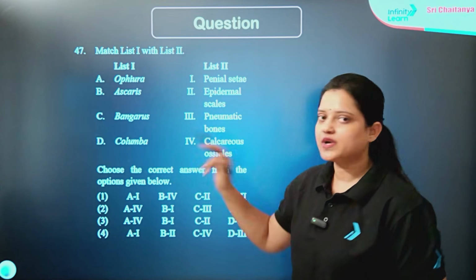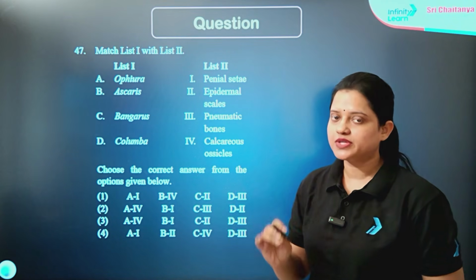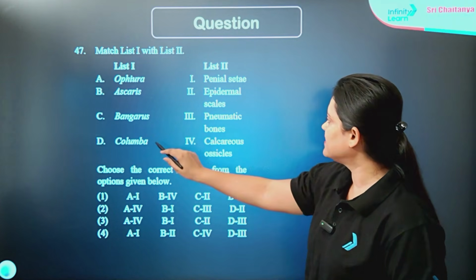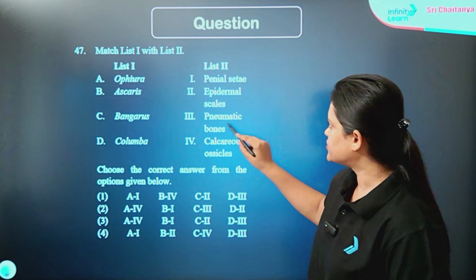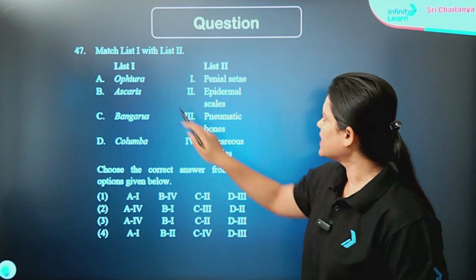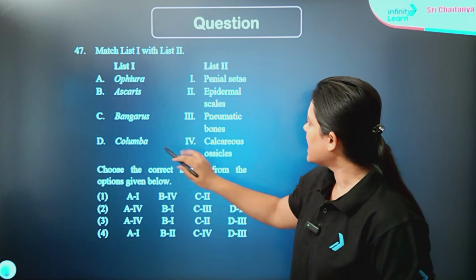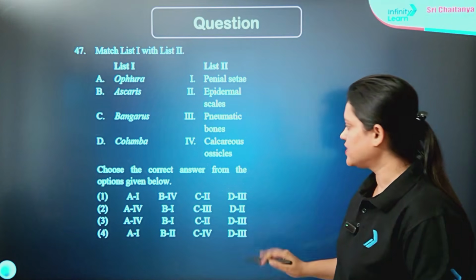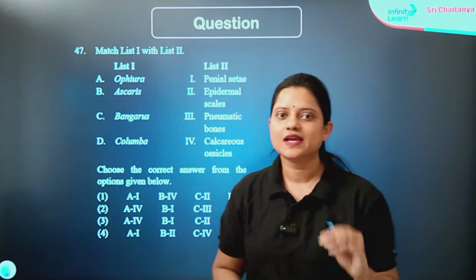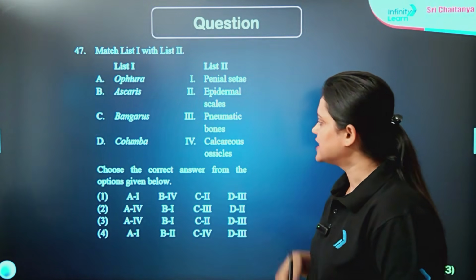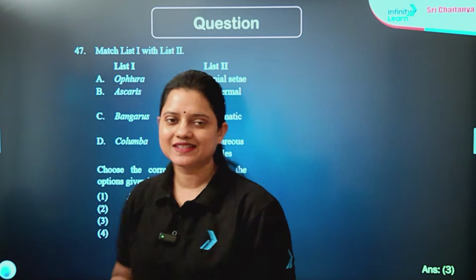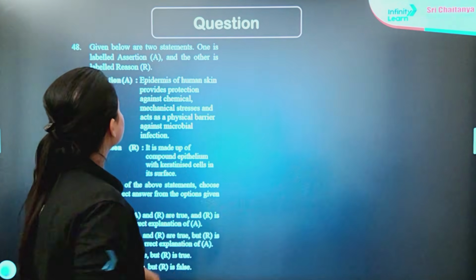So Columba, what is Columba? Columba is pigeon, belongs to Aves. So Columba will be matched with pneumatic bones. So Ophiura with 4, Ascaris with 1. So 4, 1, 2 and 3. We got our answer. It should be option number 3, right? So let's move on to the next question. Let's see what is the next question. So this is the next question.